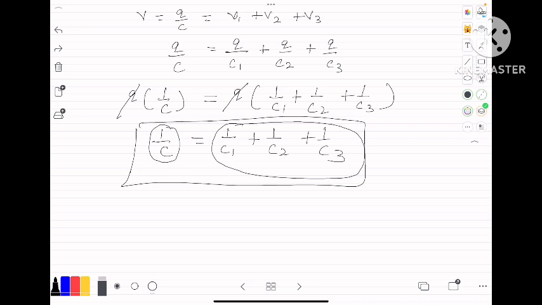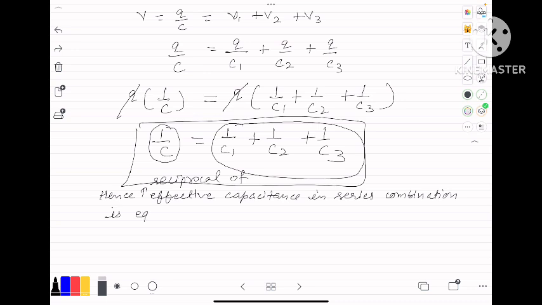Hence, the reciprocal of effective capacitance in series combination is equal to the sum of reciprocal of each capacitance taken individually.